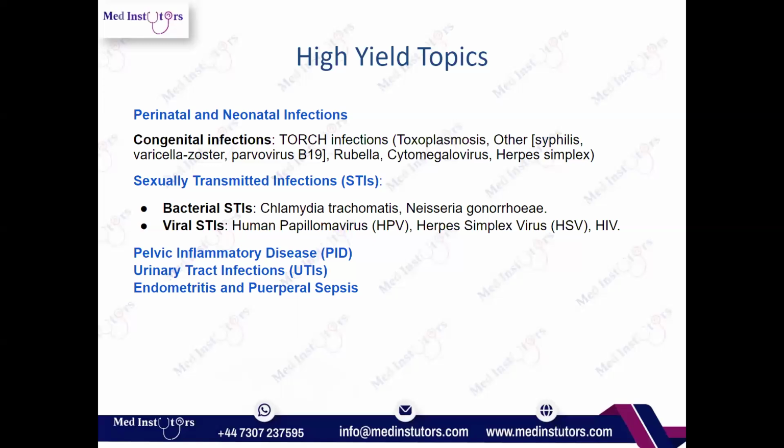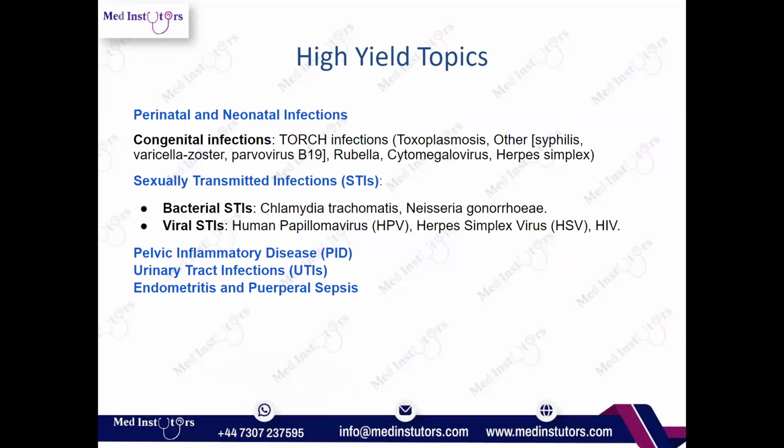Okay. So the other high yield topics from microbiology are perinatal and neonatal infections, and it mainly covers broad infections, which include toxoplasmosis, syphilis, parvovirus B19, rubella, CMV, and herpes simplex. Then sexually transmitted infections like bacterial STIs, chlamydia, the causative agents. Why have I mentioned the bacterial names?